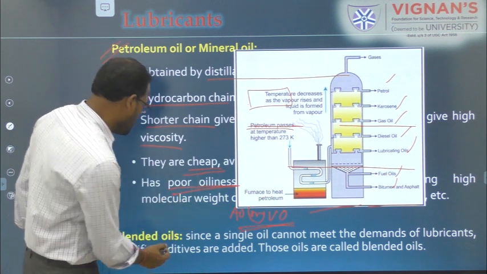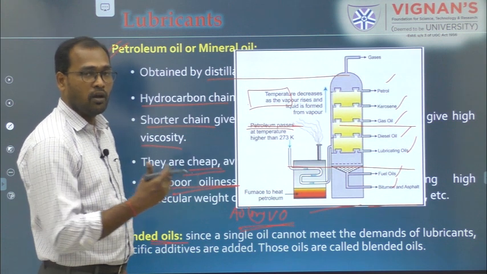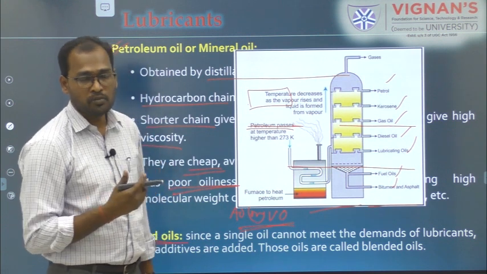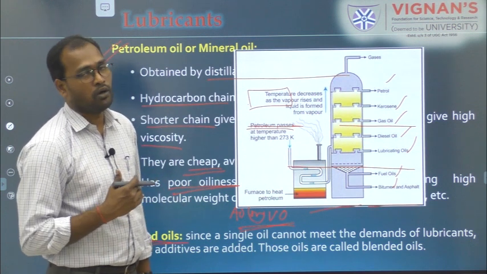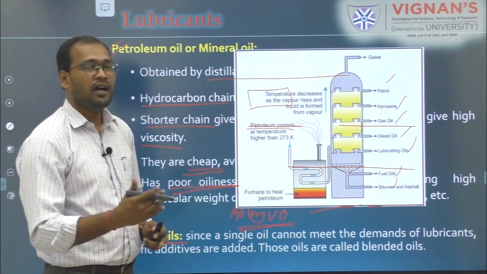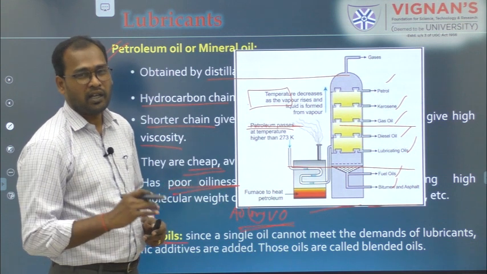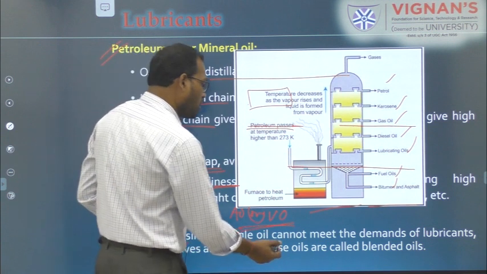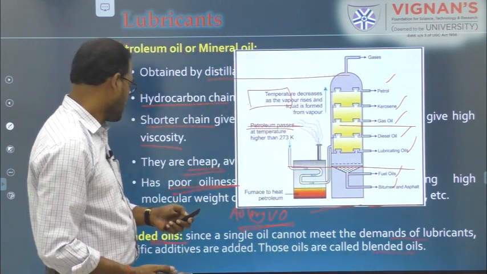And the last one is blended oils. As I said earlier, the individual oils like animal oil and petroleum oil cannot be used alone because of their disadvantages, right. So if you club these two oils and blend them at a certain proportion, then you can achieve a better property, and that better property can be used as a lubricant efficiently, right. So those oils are called blended oils.